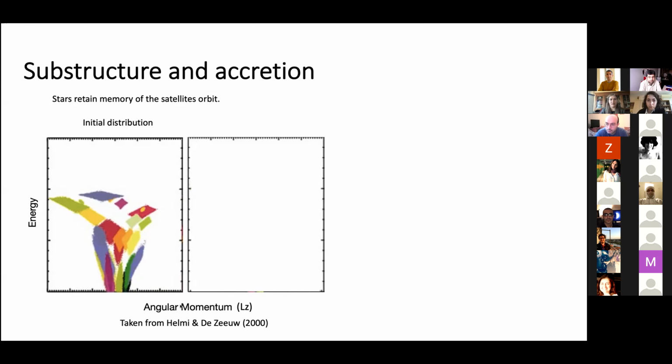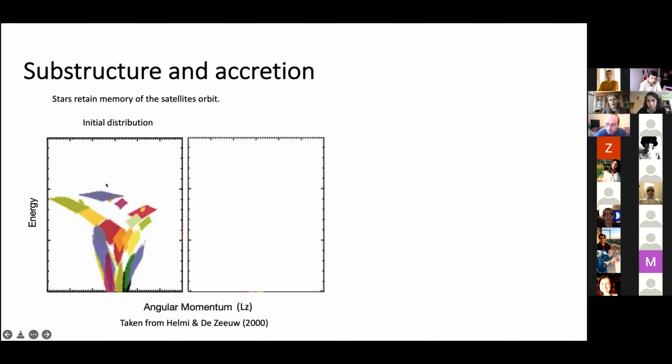And what I'm showing here is some simulations of different satellite galaxies. So here each color is a different galaxy. So this is one galaxy, and this is another, and some of the colors are repeated. So this is also a different galaxy. And these galaxies are in a Milky Way-like potential, and they're about to be disrupted. But you can see that the stars form clumps in this space.